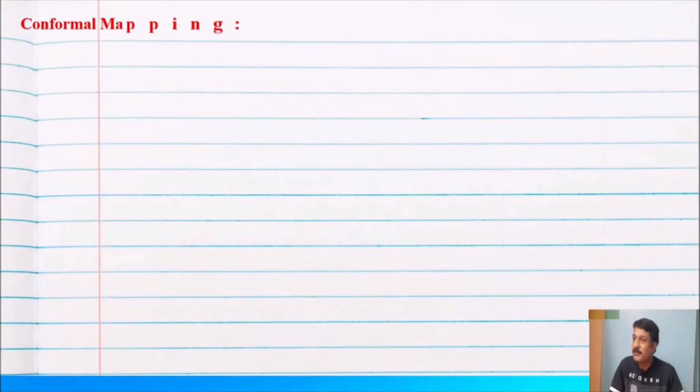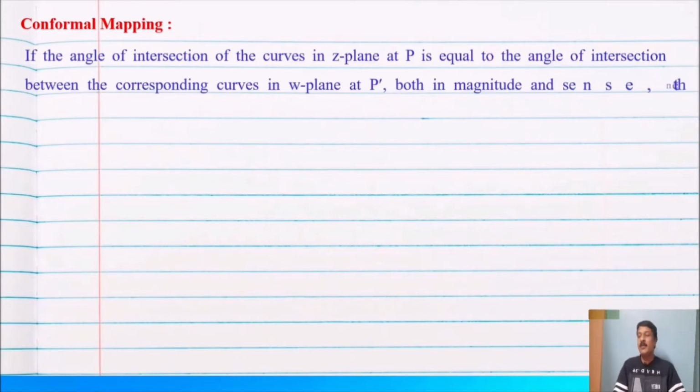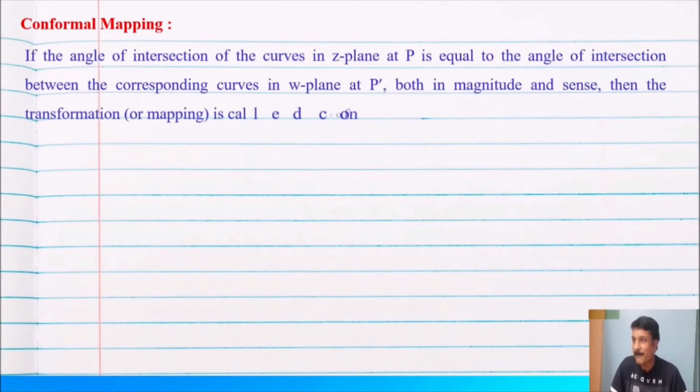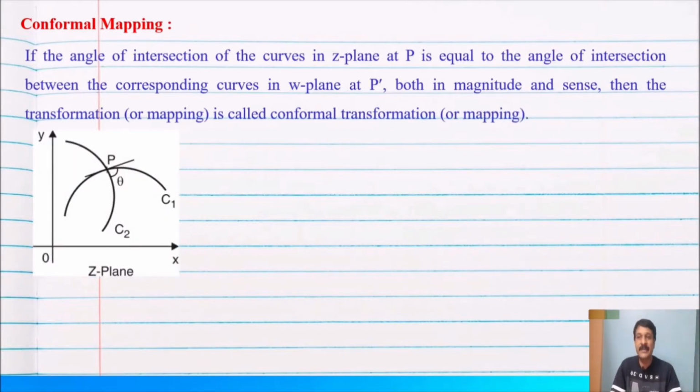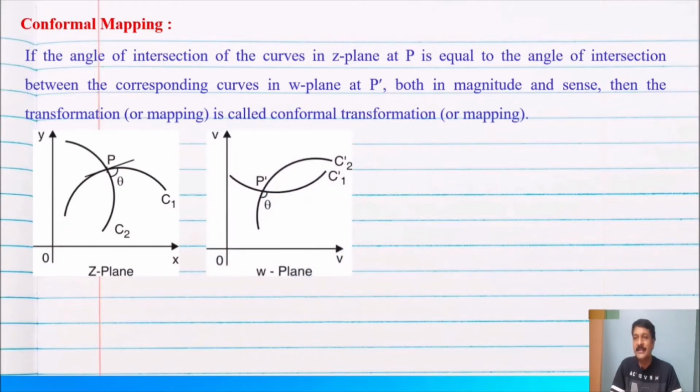Now the next part of that is the conformal mapping. What is the definition of conformal mapping? If the angle of intersection of the curves in Z plane at P is equal to the angle of intersection between the corresponding curve in W plane at P dash, both in magnitude and sense, then the transformation or mapping is called conformal transformation or mapping.